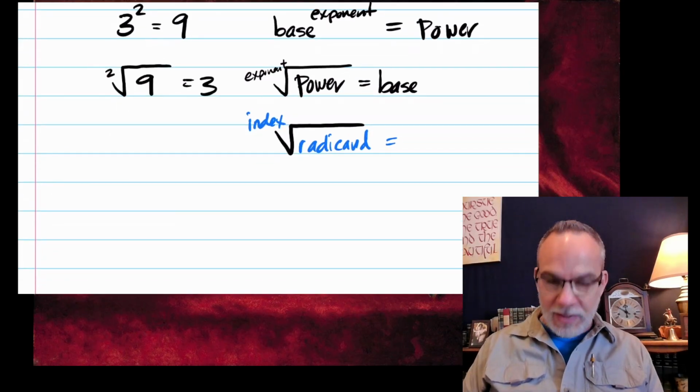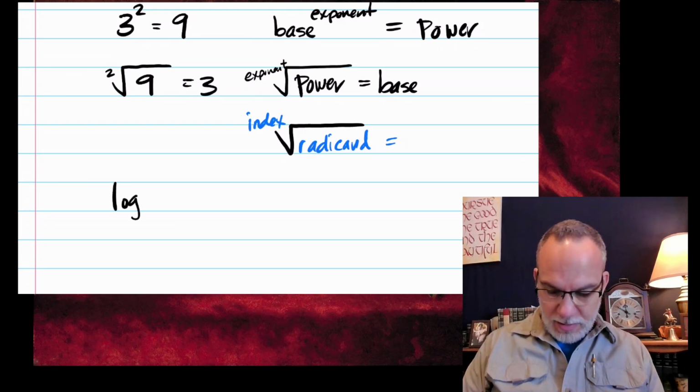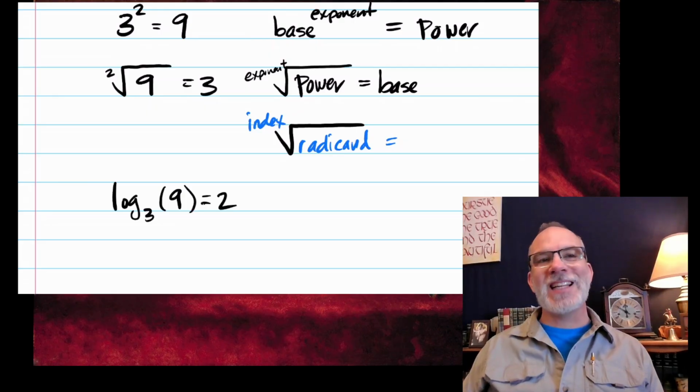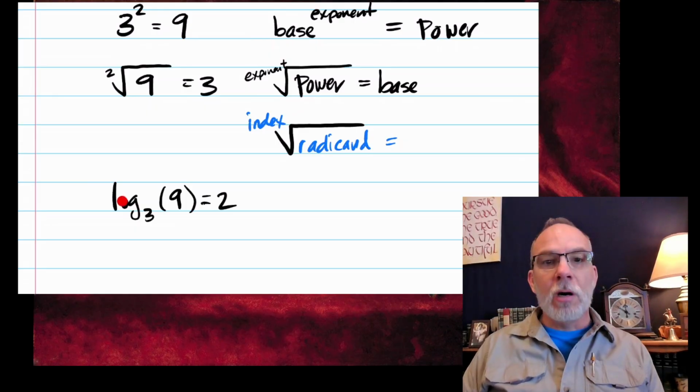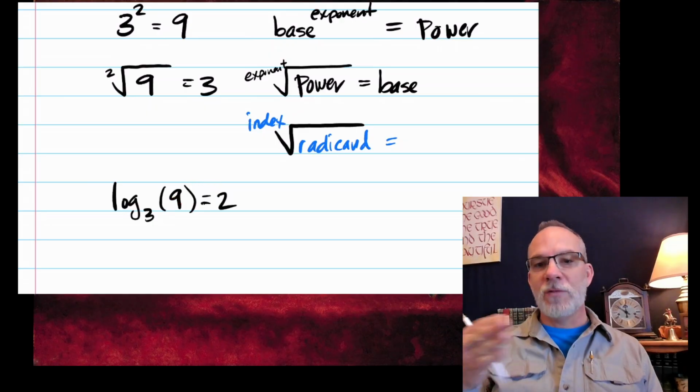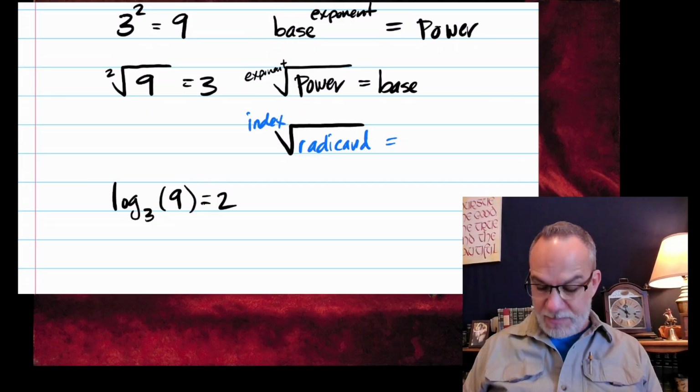Let me scroll up a little bit, see if I can get it all in the field of view. It would be log base 3 of 9 is equal to 2. Logarithm is asking what's the exponent, and I'll spell it out here. What's the exponent on the base of 3 that gives me 9? That exponent is 2.